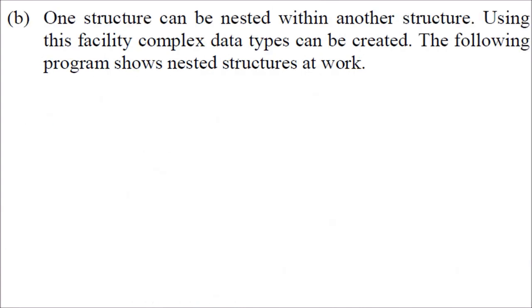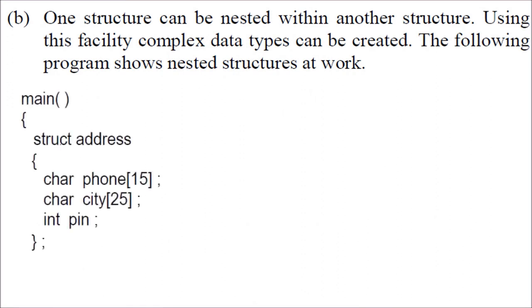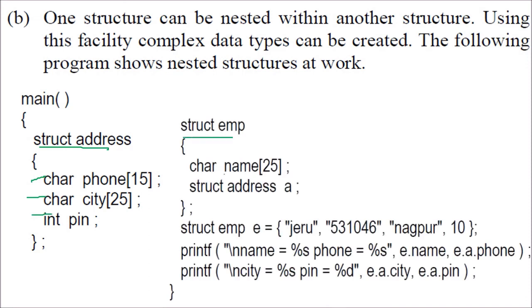And the nesting of structure is also possible. And we have to use multiple dot operators for that. For example, in this program, we have a structure address with phone, city and pin. Now we have another structure in which we have a name, and inside this we have a structure variable which is pointing to this one, which is actually this structure. So if we initialize this E, we have the content like the name first, then phone, city, pin.